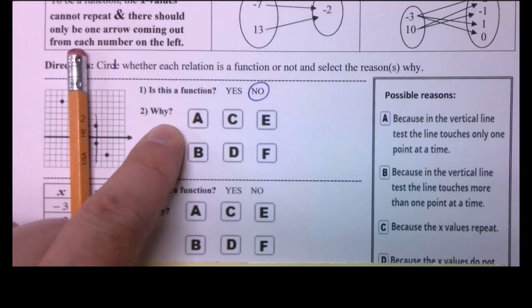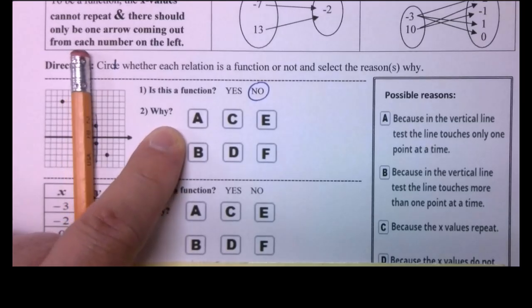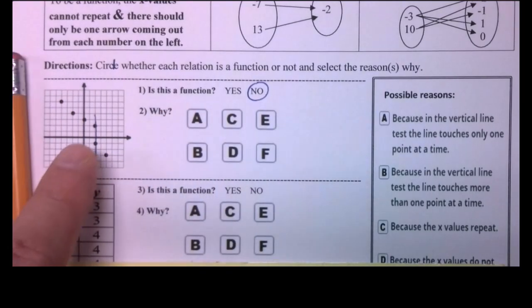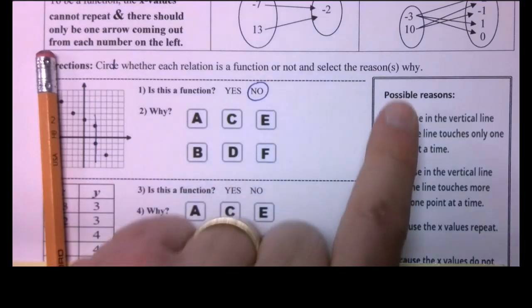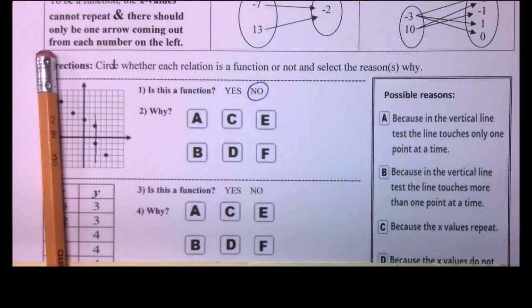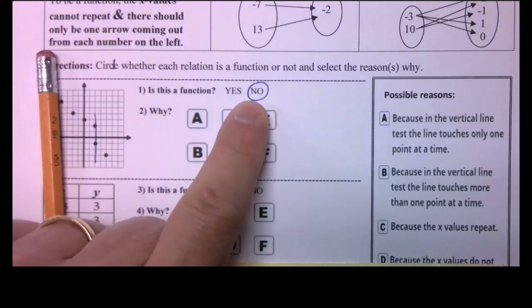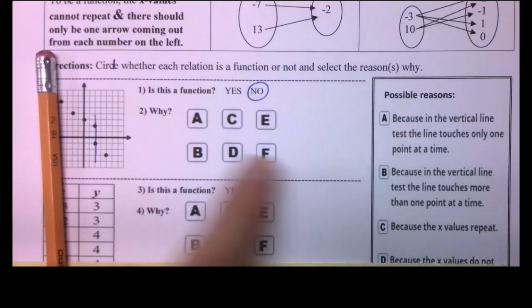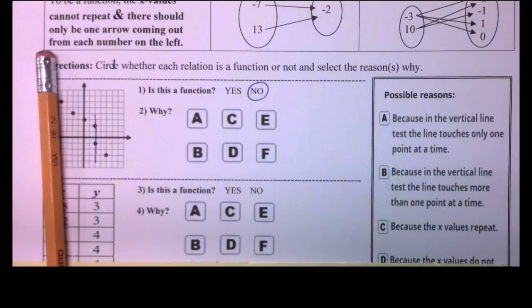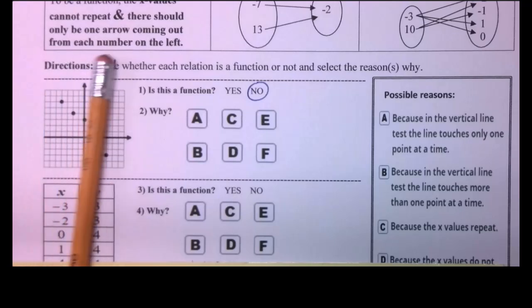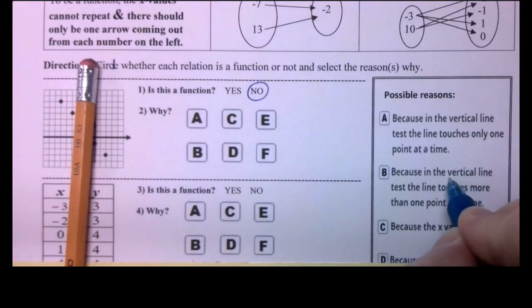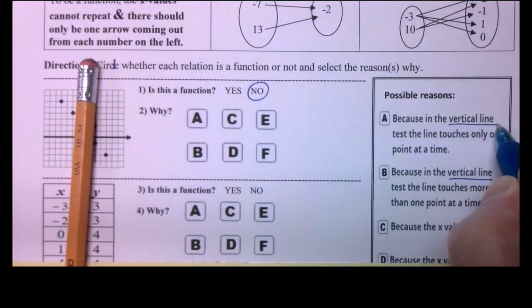Now you need to tell me why you decide that it's not a function. If you notice, we touched 2 points. And right here is going to be a list of reasons that you can use to justify or to tell me why you chose this answer. So if we notice, we use the vertical line test. Anytime you have a graph, we're using the vertical line test, and this is going to be the first 2 options.